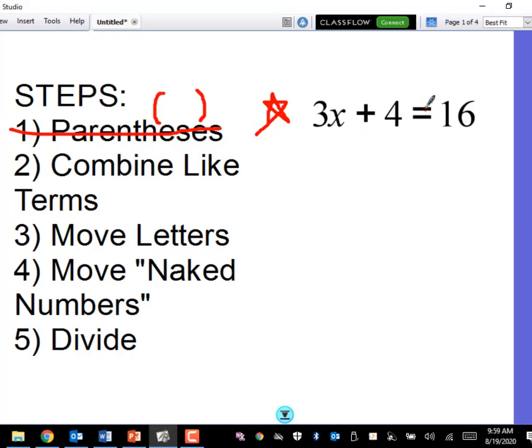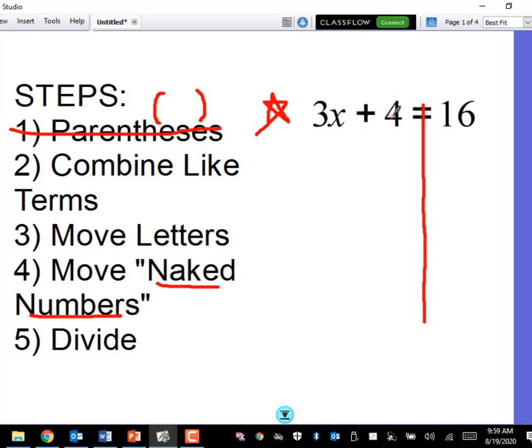So I'm looking on each side of my equal sign. We remember we draw the lines on the equal sign. On each side, can I add stuff together? So can I actually add 3x and 4 together? No, because this 3 has an x, but the 4 doesn't have an x on it. It doesn't have any letters. So we call those naked numbers. You'll see down there, that's what I'm talking about.